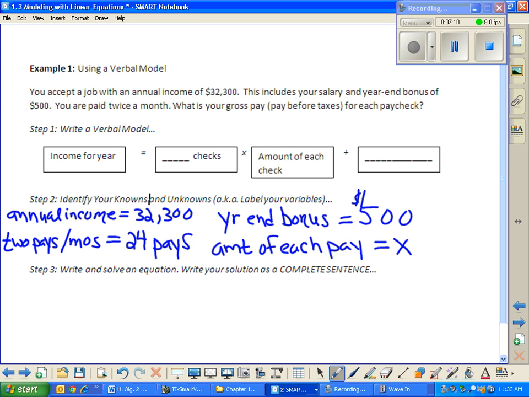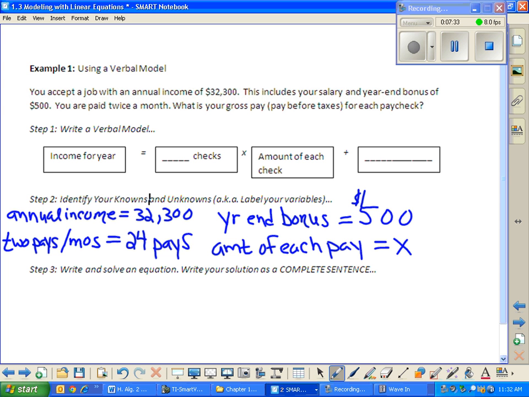Okay, then what we go ahead and do, after we identify what we know and identify what we don't, we write what's called a verbal model. Basically, it's like an equation, but it still has words in it. It kind of bridges the gap from the paragraph words to actually a full-on equation.